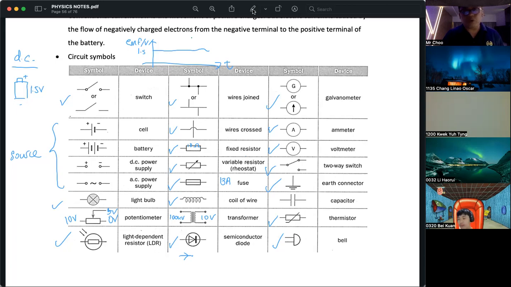Take about 2 minutes. Can you tell me the 3 of these components that amaze you the most? Which symbols or which components do you find interesting? Can you type out 3 things that amaze you the most? And then we'll move on.